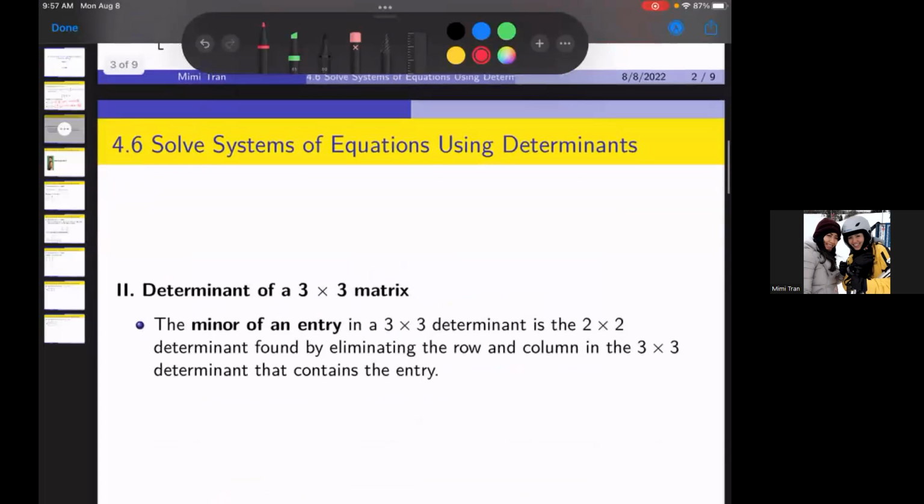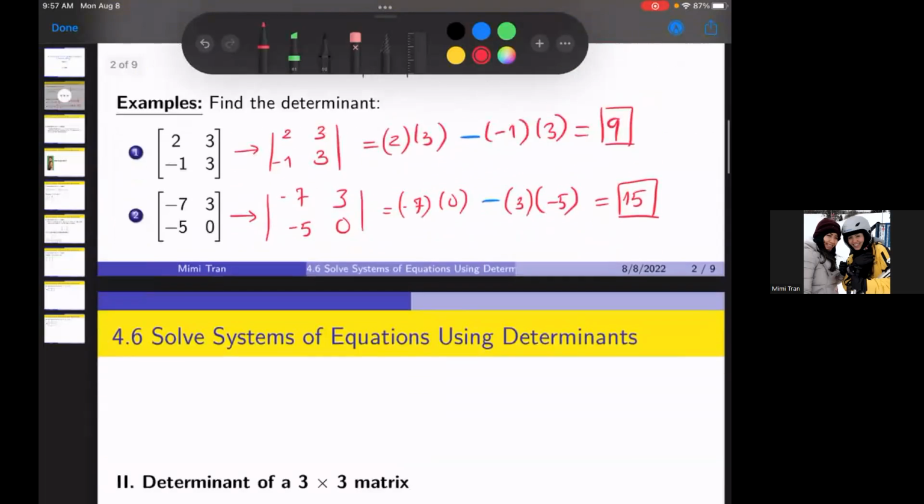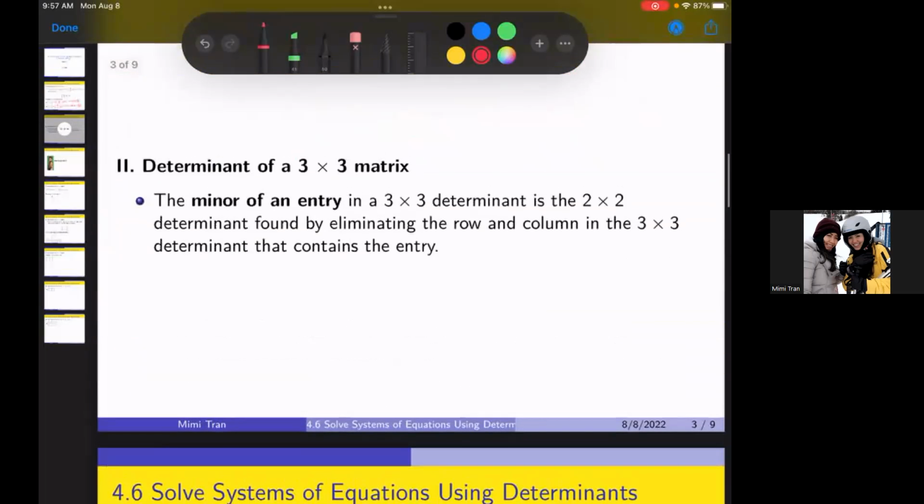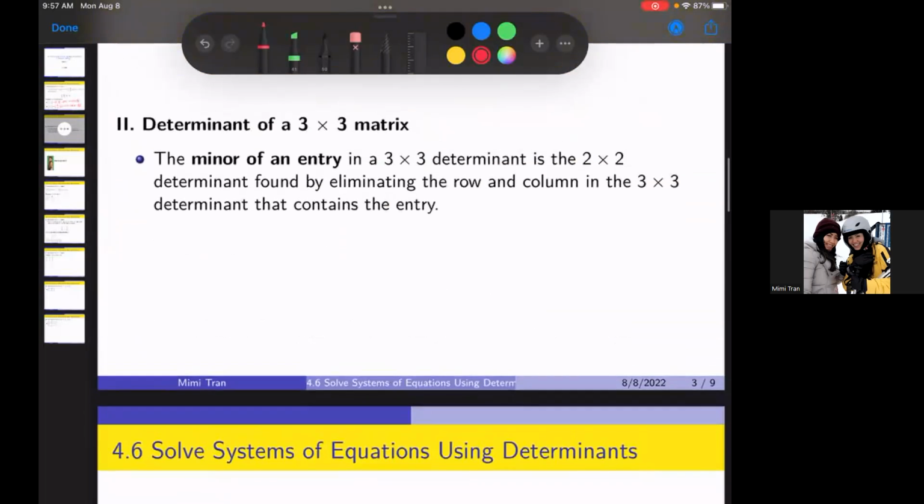All right, so that's 2 by 2. 2 by 2 is easy. If I give you something like that, you should know. Now 3 by 3 is a bit harder, and this is the one that is going to be in your exam. So how do I do a determinant of a 3 by 3?